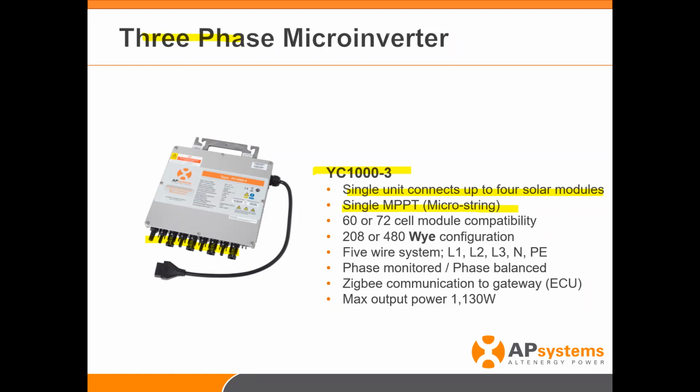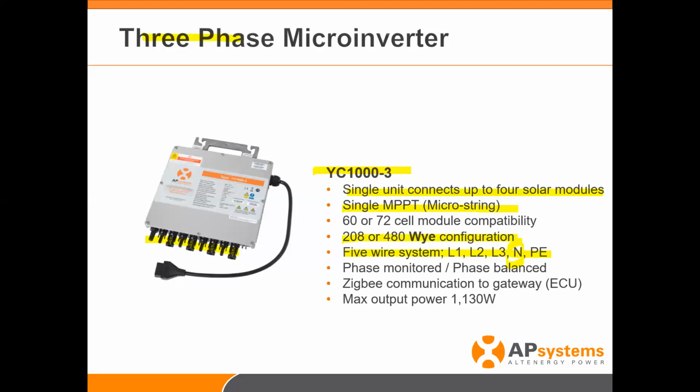The big difference with this commercial product is a 5-wire true 3-phase system: 3 lines, neutral, and ground. And for those of you who understand, neutral is very important, so it has to be used in a Y configuration. Either 208 or 480 native 3-phase.